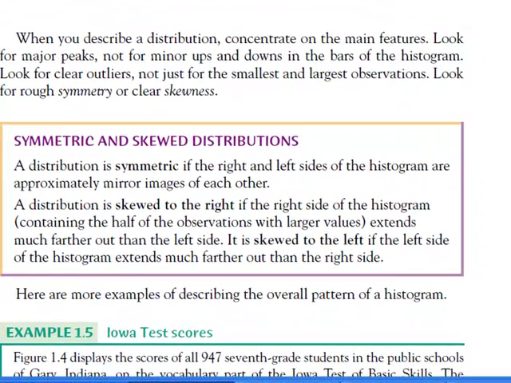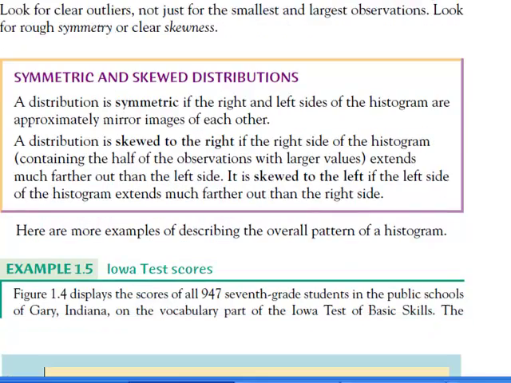So some distributions are what we call symmetric, and some are skewed. A distribution is symmetric if the right and left sides of the histogram are approximately mirror images of each other. A distribution is skewed to the right if the right side of the histogram, containing the half of the observations with the larger values, extends much farther out than the left side. It is skewed to the left otherwise.